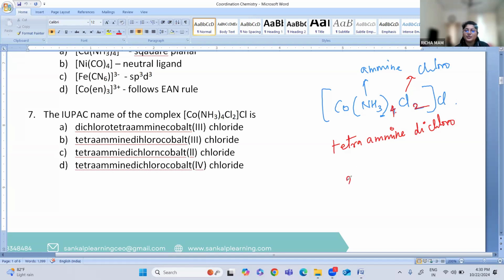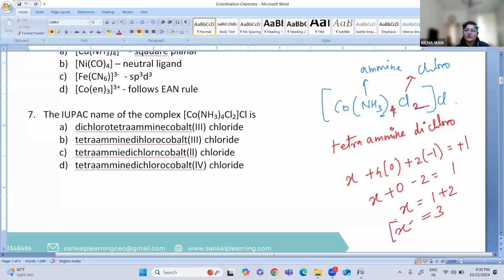Find out the charge. Cobalt X plus 4 into 0 plus 2 into minus 1 equals minus 1. X minus 2 equals minus 1. So X is equal to 1 plus 2, that is 3. X is equal to 3. And then what is there outside? There is a chloride, so write it as chloride. So what is the name? Tetraamminedichlorocobalt(III) chloride. Which is the answer? Option B. Is it clear? Okay, let us go for the next one.